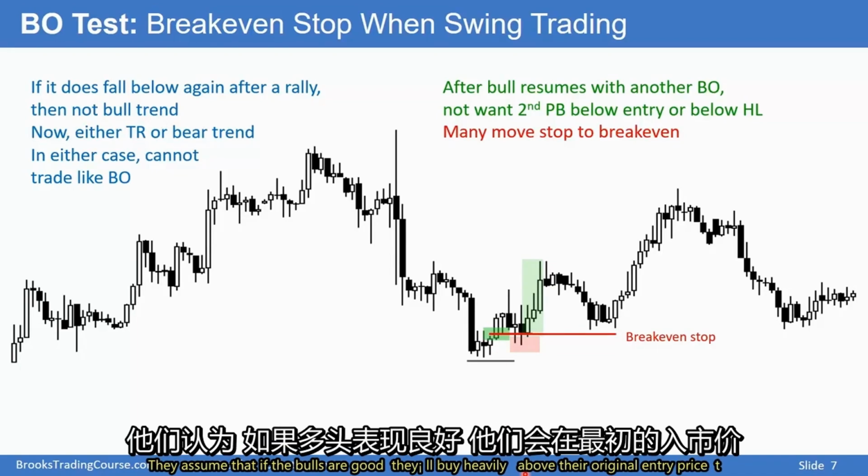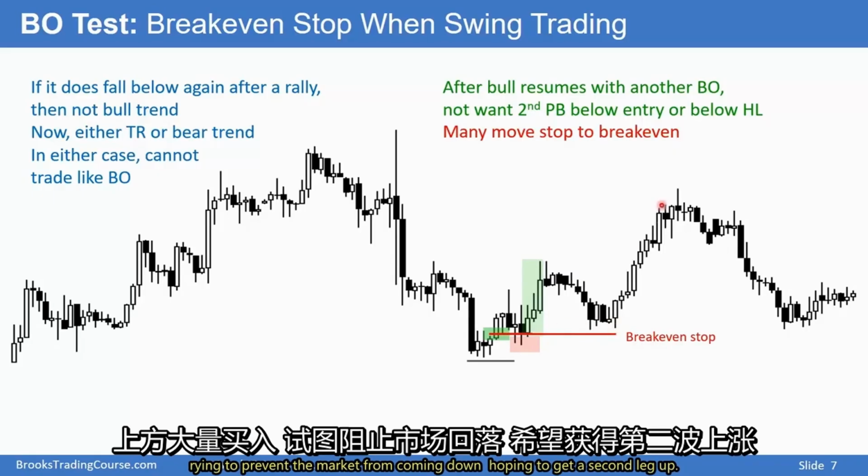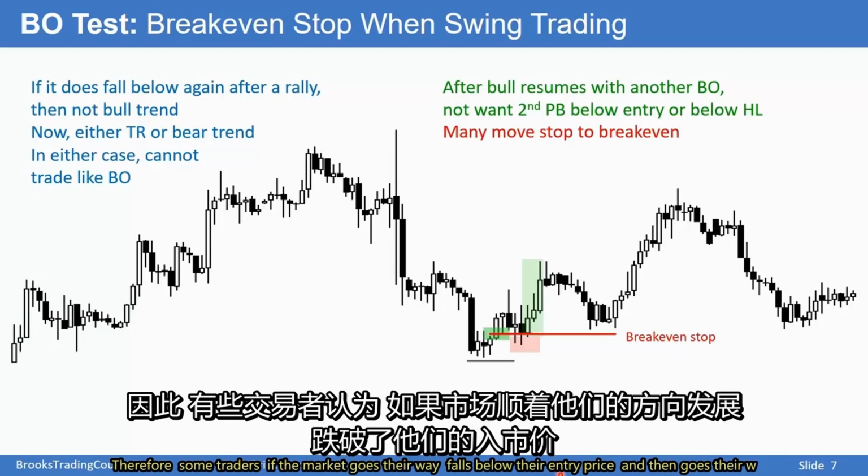They assume that if the bulls are good, they'll buy heavily right above their original entry price, trying to prevent the market from coming down, hoping to get a second leg up. Therefore, some traders, if the market goes their way, falls below their entry price, and then goes their way a second time, they'll get out break even just above the high of that bar.